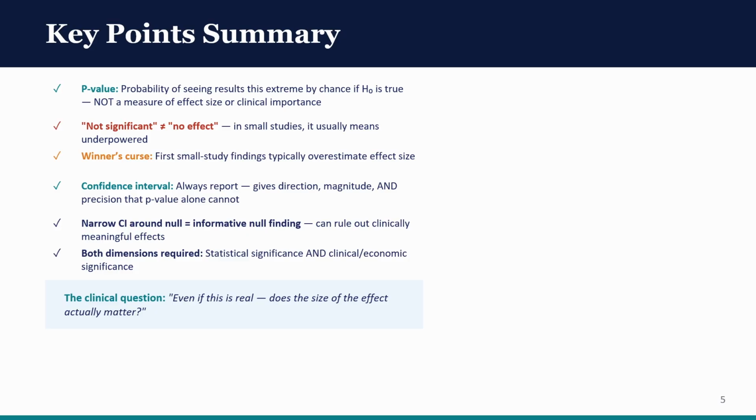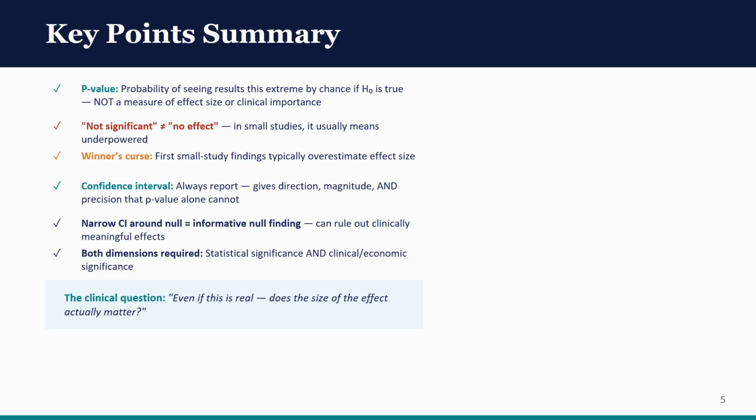The mental image of a p-value as a light switch is helpful. The p-value gives you a binary signal, on or off. The confidence interval, represented by a thermometer, gives you a continuous measurement in context: direction, magnitude, precision. Both belong in every results section, but if you had to choose one to make a clinical decision from, the confidence interval carries far more information.